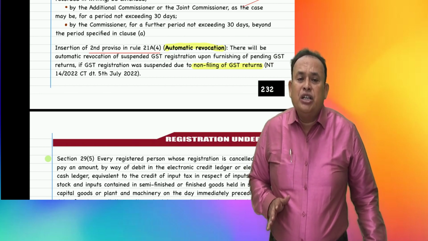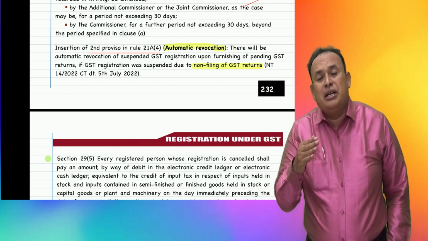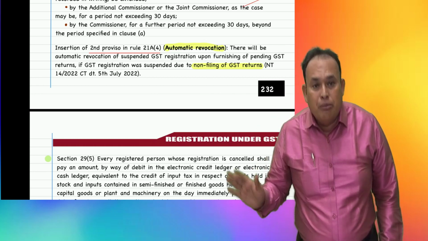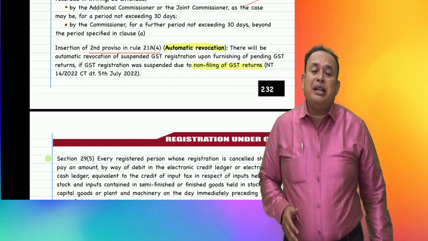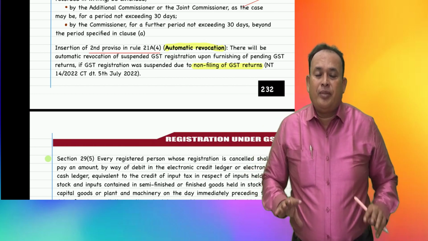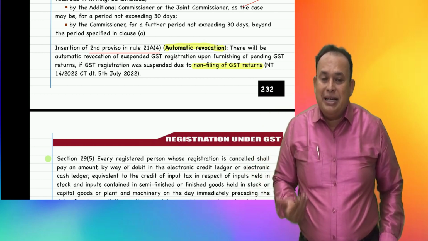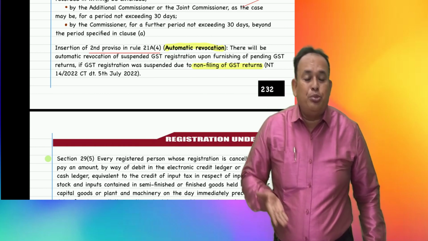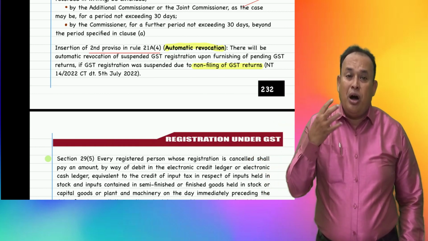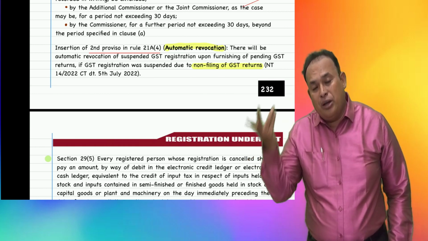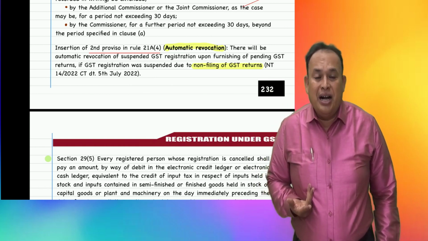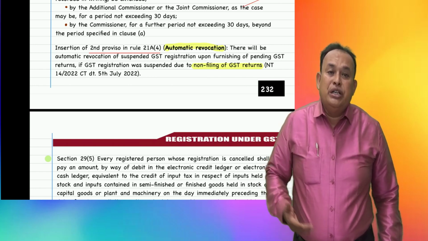In that case, the suspension that took place before cancellation will be removed and automatically your registration number becomes a valid registration, where you can avail the input tax credit, pass on the tax as input tax credit, or apply for a refund wherever required, or issue an e-way bill wherever required, because a person whose registration has been suspended or cancelled cannot issue the e-way bill.